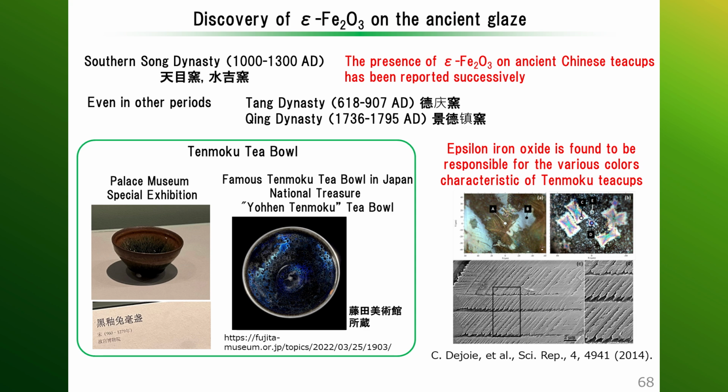Of course, I cannot analyze these national treasure bowls, so I do not know if it is really epsilon iron oxide or not. But this Tenmoku tea bowl has become quite a topic of conversation in China, since it was discovered that the surface of the Tenmoku tea bowl and other ancient Chinese bowls were actually glazed with epsilon iron oxide.